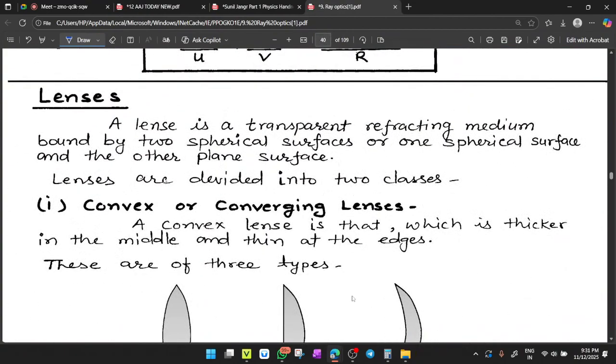Lenses. So this is the definition of lenses. A lens is a transparent refractive medium bounded by two spherical surfaces, or one spherical surface and another a plane surface. Lenses are divided into two classes. First is the convex lens, also called a converging lens. A convex lens is one which is thicker in the middle and thin at the edges.